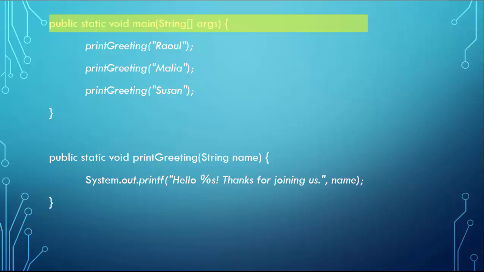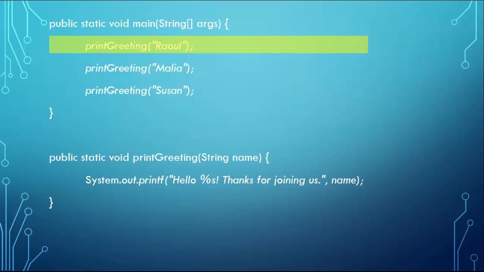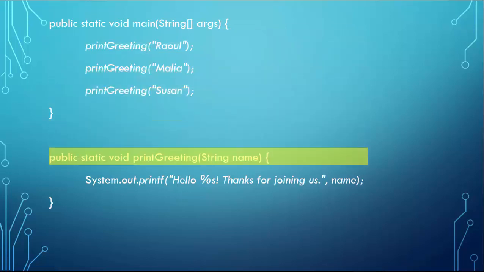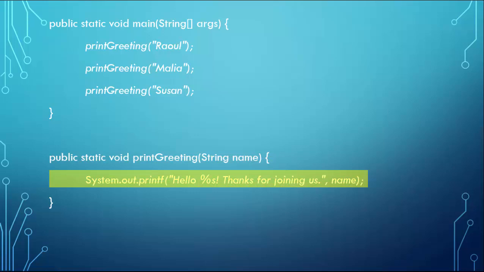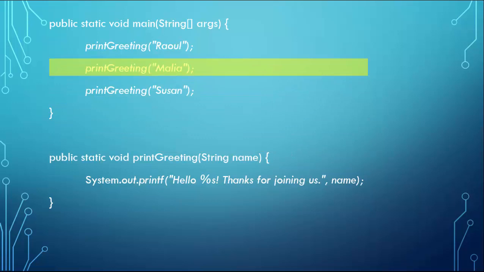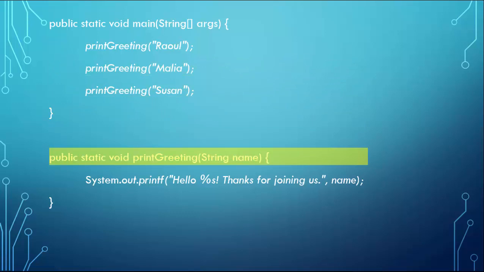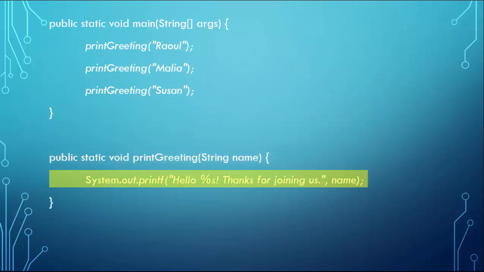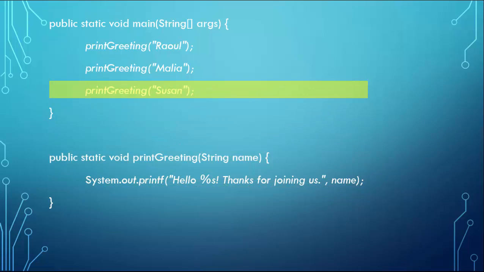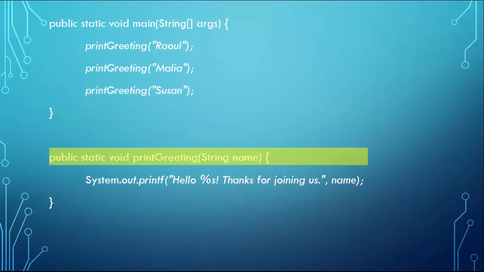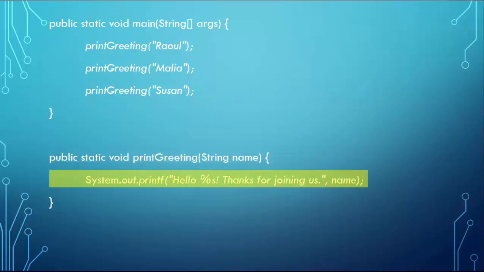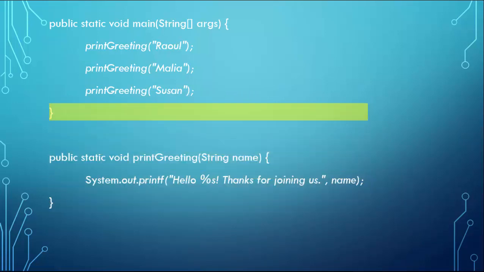We start by always running the main method, and then it will call printGreeting with the name Raul. It'll jump down to printGreeting, where name is now Raul. So it'll say, hello Raul, thanks for joining us. We're done with our method, we go back up and continue the main method. Now it says printGreeting Malia. We jump down here, name is Malia, hello Malia, thanks for joining us. We go up to our main method, printGreeting, but now the name is Susan. So the name variable is Susan, hello Susan, thanks for joining us. We can finish this method. We're down to the end of the main method now, so our program quits.